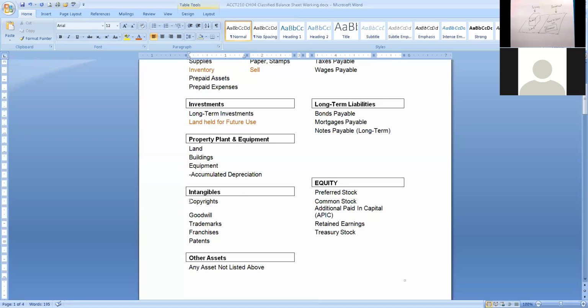Okay, intangibles. Intangibles are things that have a value, but the value is not something you can put your hands on. A copyright is a right to use written material.